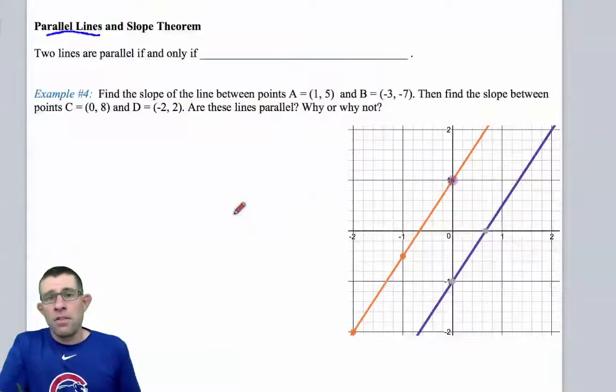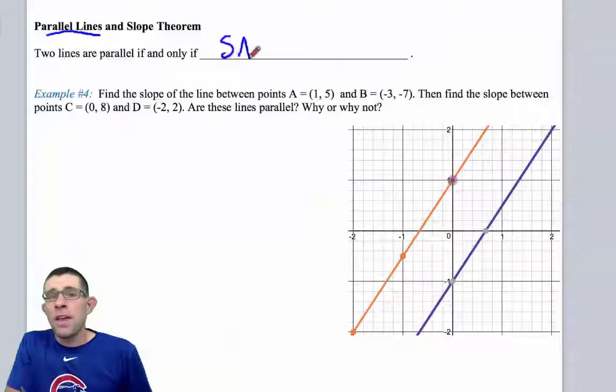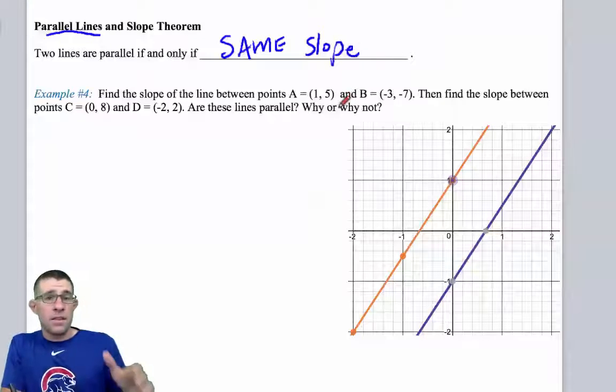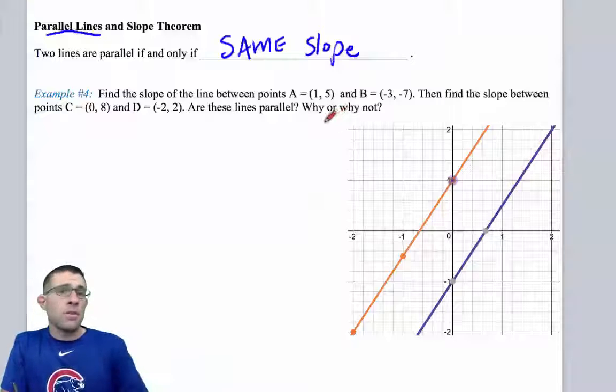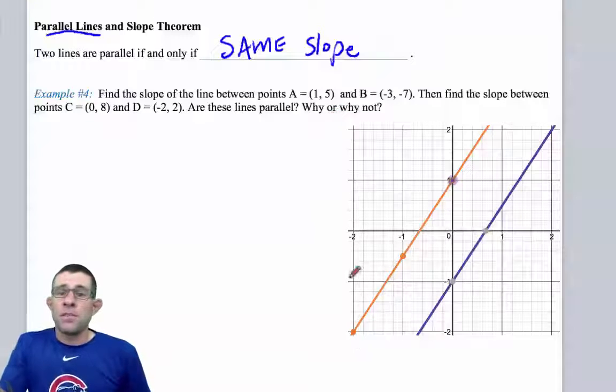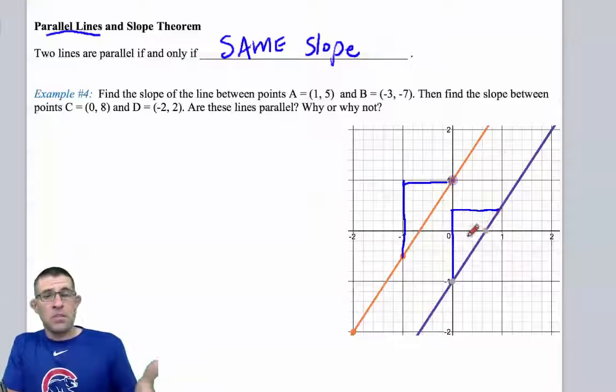Finally, for today, we have a theorem from geometry, the parallel lines and slopes theorem. Remember, two lines are parallel if and only if they have the same slope. That means they're increasing at the same rate of change, or they're decreasing at the same rate of change. They'll never intersect. Over here on the right-hand side, you see a picture of that. These two lines have the same rise over run, and therefore they are never going to intersect each other.